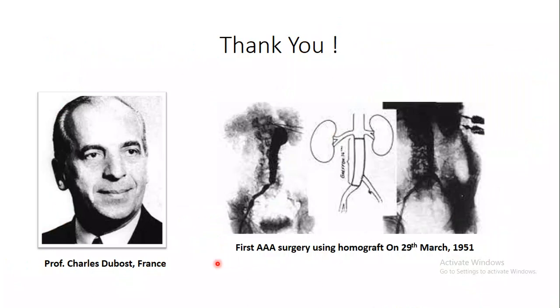And finally, this picture is of Professor Charles Dubost from France, who did the first abdominal aortic aneurysm surgery for a 50-year-old patient presenting with abdominal aneurysm and ischemia related to occlusion of the left common iliac artery. And he performed a homograft between the descending aorta and the right common iliac artery, followed by endarterectomy and reanastomosis of the left common iliac artery. This homograft was taken from a cadaver who died 3 weeks prior, and here's the final result.